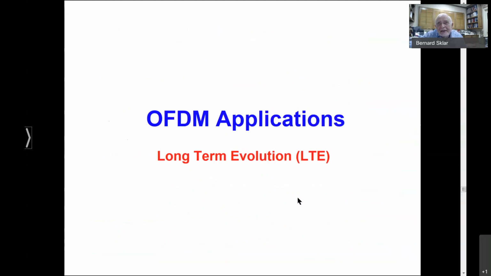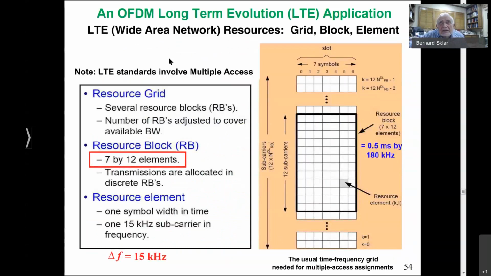Now, when you take a look at applications, LTE, long-term evolution, is a neat one. What I like about this kind of application is it immediately puts a numerology onto the time slots and frequency bins or frequency bands. And that numerology immediately starts looking like a multiple access system that we're used to. Somebody who wants service can raise his hand and say, I need so many resource elements, or so many bands of frequency and so many blocks of time. And immediately it's got a numerology.